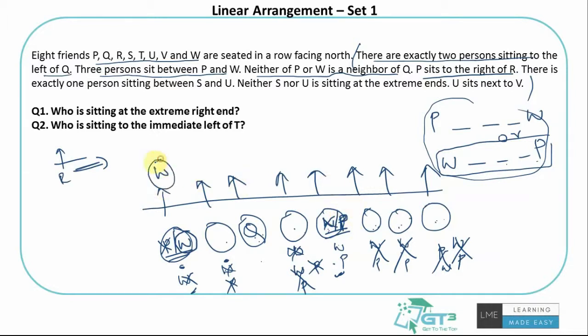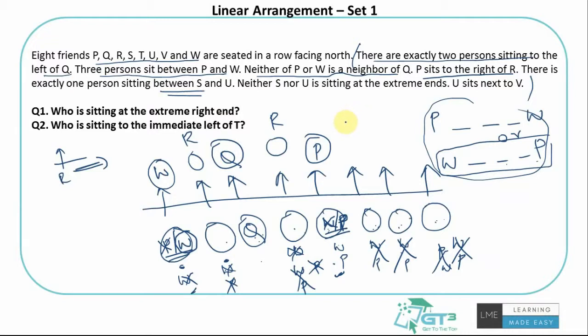So W is the one who is seated here, and automatically P is the one who is sitting here. Right, so I have confirmed W, I have confirmed Q, and I have confirmed P till now. R must be seated in any of these positions, because R should be sitting to the left of P. I don't know which of these 2 slots is taken by R yet. There is exactly one person sitting between S and U. So I don't know where S and U are located, but there is exactly one person sitting between S and U.